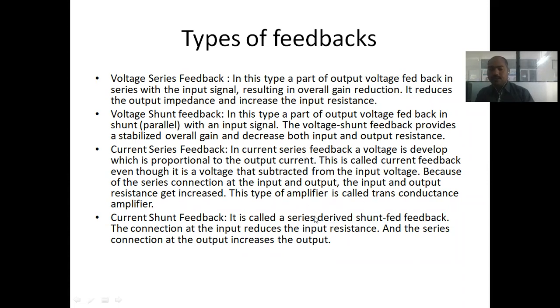So when it is applied again to the input as feedback, in that case it should be subtracted from the input voltage, right? So it is subtracted from the input voltage. Why? Because the applied signal is voltage.